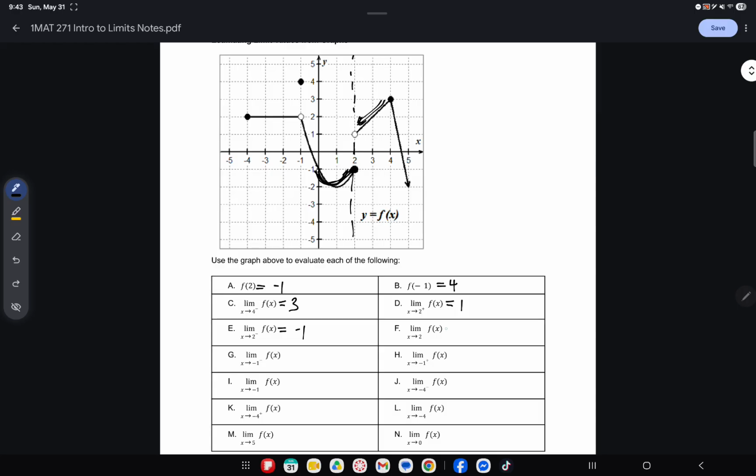And now for this next part, we want the general limit. Remember, for the general limit, the left and the right have to be the same. The left and the right here are different. We have 1 versus -1. So the limit as x approaches 2 does not exist.